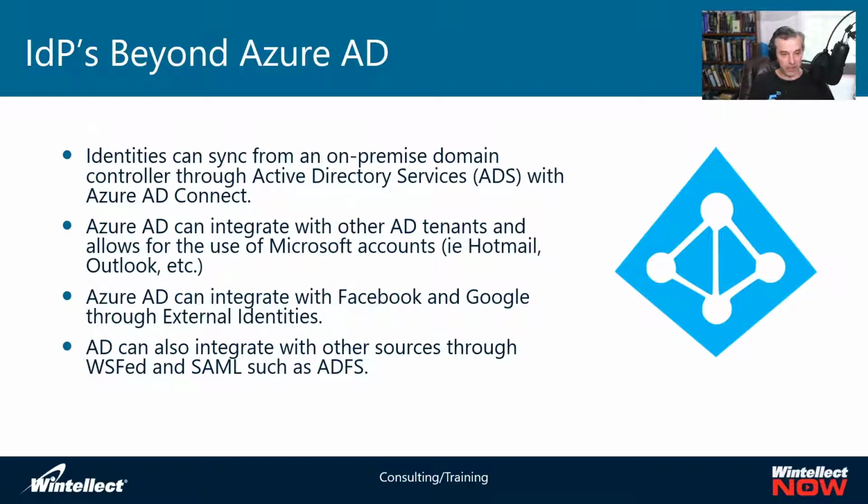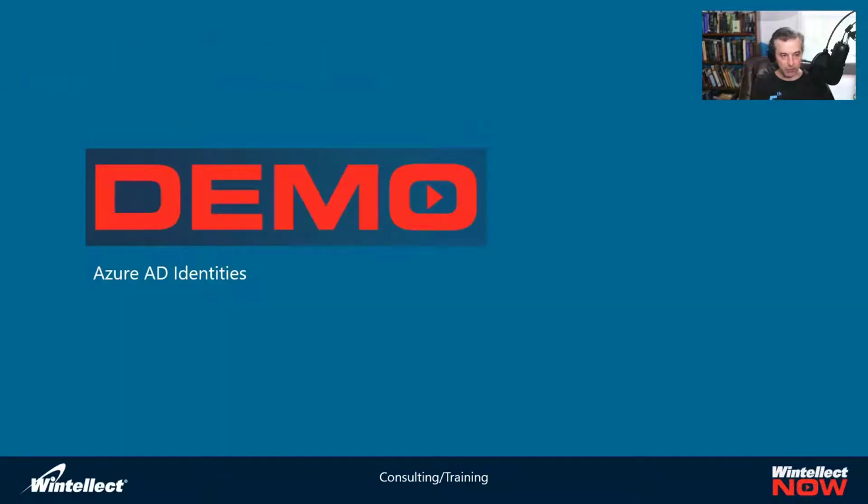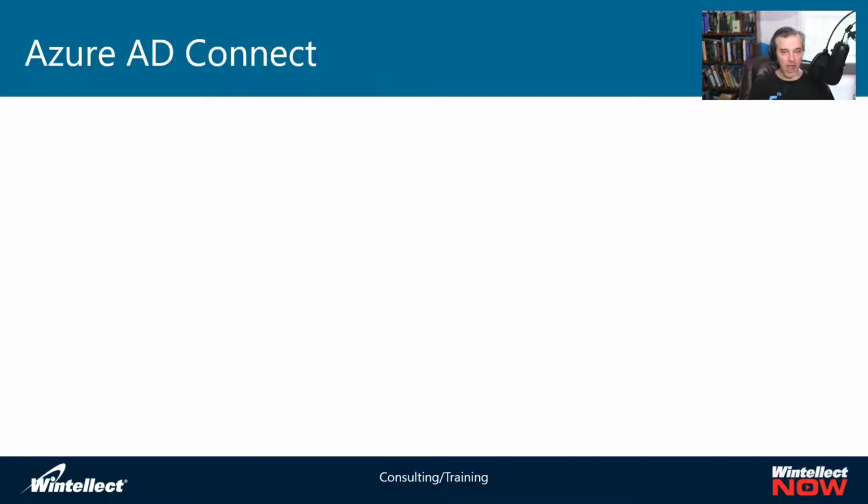So let's go in and look at a couple of these that we have available to us. I'm going to skip this demo for now. I want to look at Azure AD Connect first, and then I also want to look at the external identities through a Facebook integration. So Azure AD Connect looks something like this.